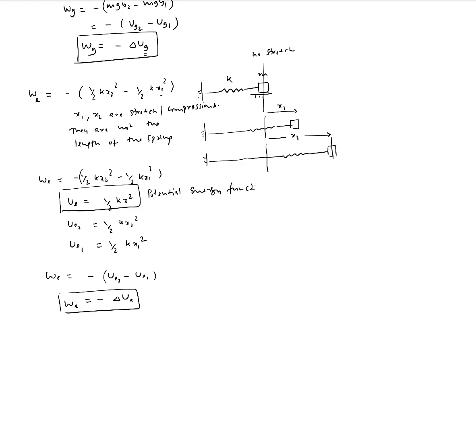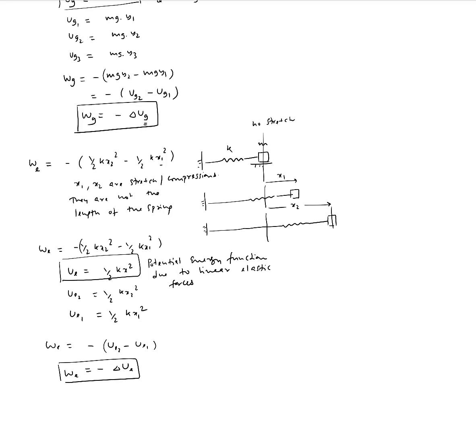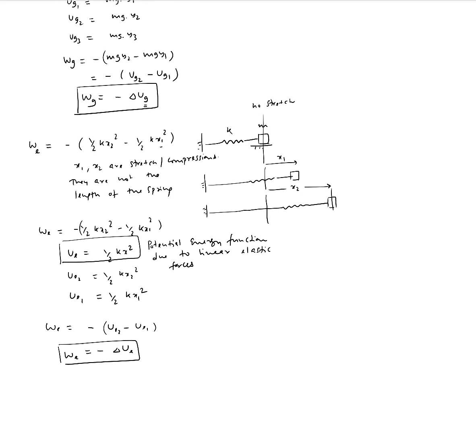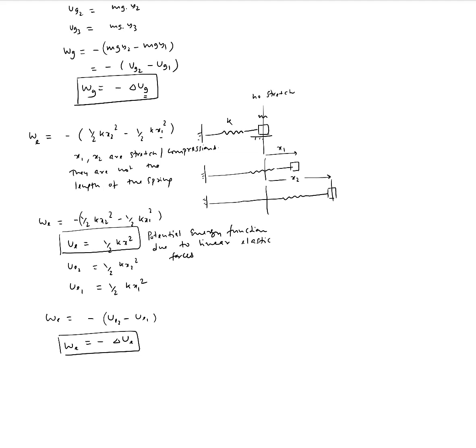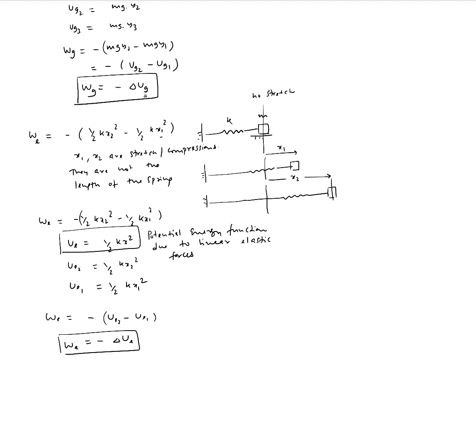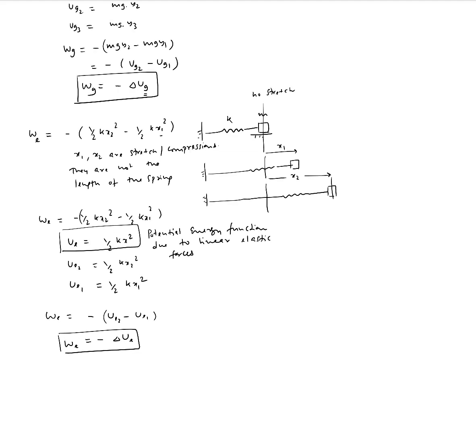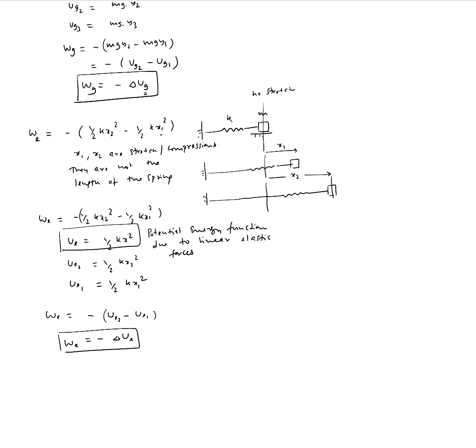Sometimes people will also say it's simply potential energy due to linear elastic forces. So what we are trying to say over here is that when the work is done by the force or against the force, and the force is a special kind, and we'll define what that special kind of force is, then the work done by that force can be expressed as change in potential energy.